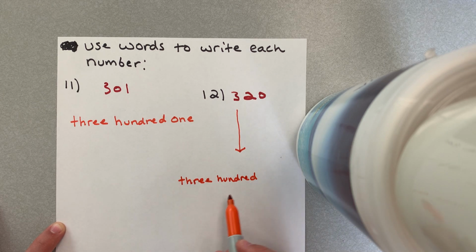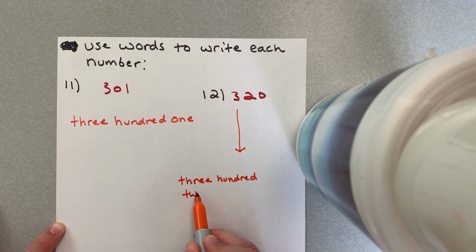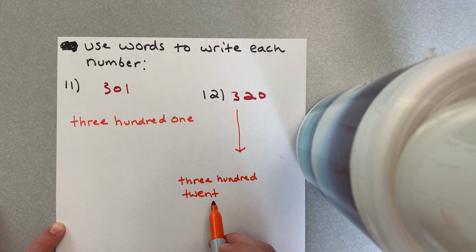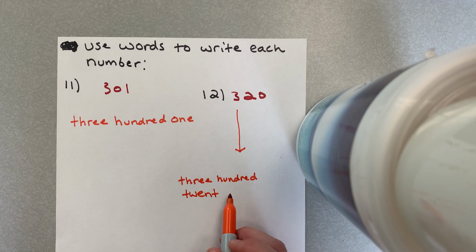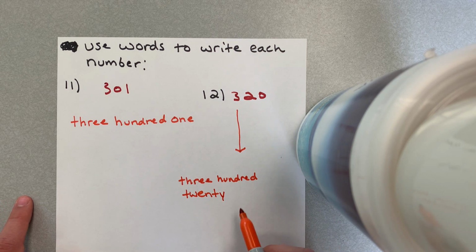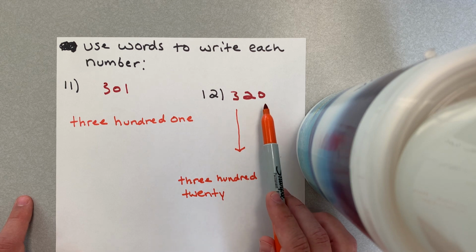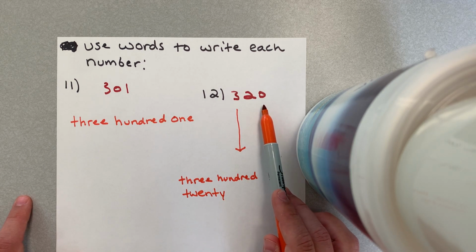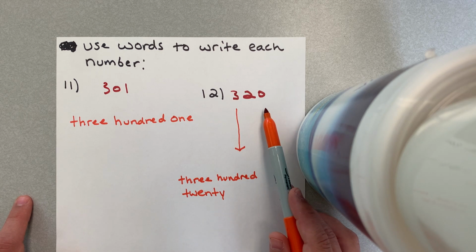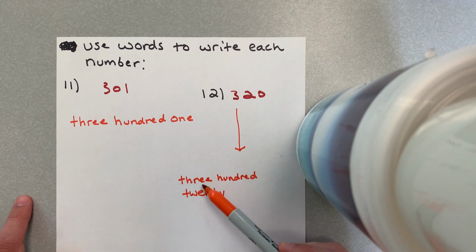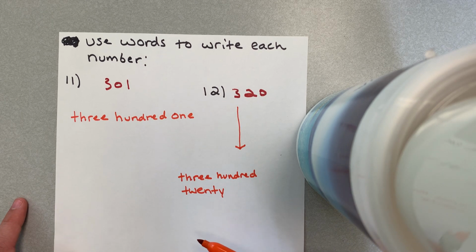So 320. I'm looking back at page 40 to know how to spell 320. If I'm thinking, oh, I forgot how to spell it, that's okay. Page 40 is there to help me. Now, in this one, I don't have anything in my ones place. Since there is nothing in my ones place, I'm just going to leave it as 320.